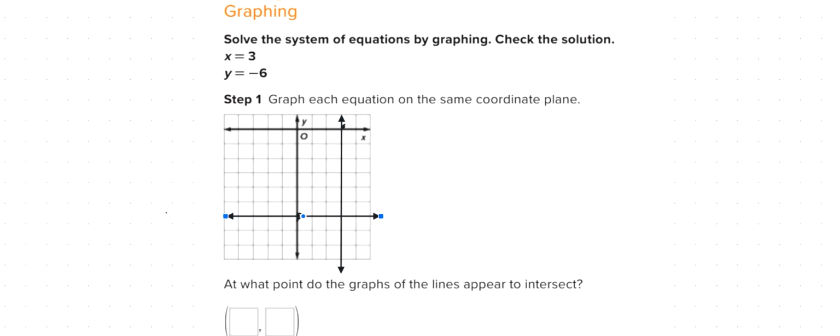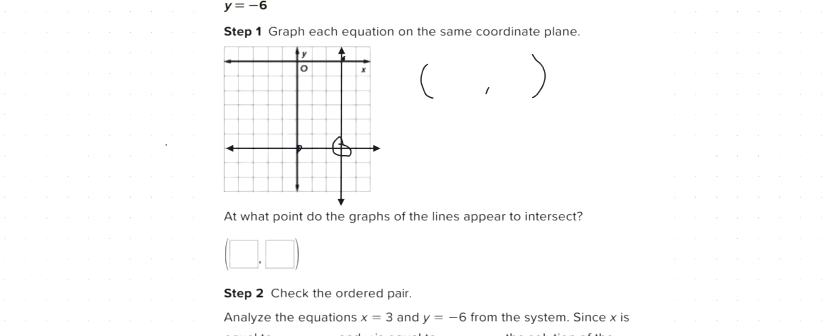You can see where they meet, where they intersect, right there. That's our solution. So my solution for this system of equations would be, right here we have it, it crosses at (3, -6). X is 3 and y is -6, where they cross right there.